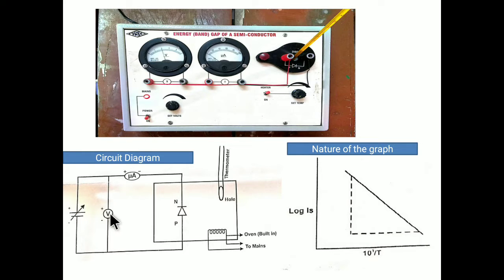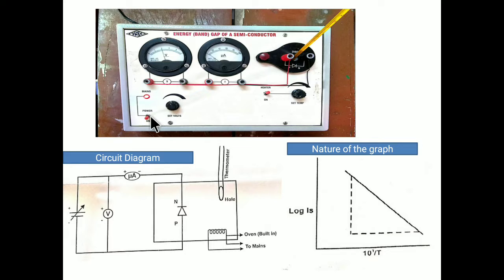Okay, here in the circuit diagram, the voltmeter is here, and here we can see a microammeter where we can note down the current. This is the diode, with the P and N side, this one positive and this one negative. Here the hole is provided where you can insert the thermometer, and here the oven is there. This is the oven, which is connected to the mains, and an on and off button is given where we can heat it. Here the voltage we can set to 2 volts, 4 volts, 5 volts, and here is the power on and off.